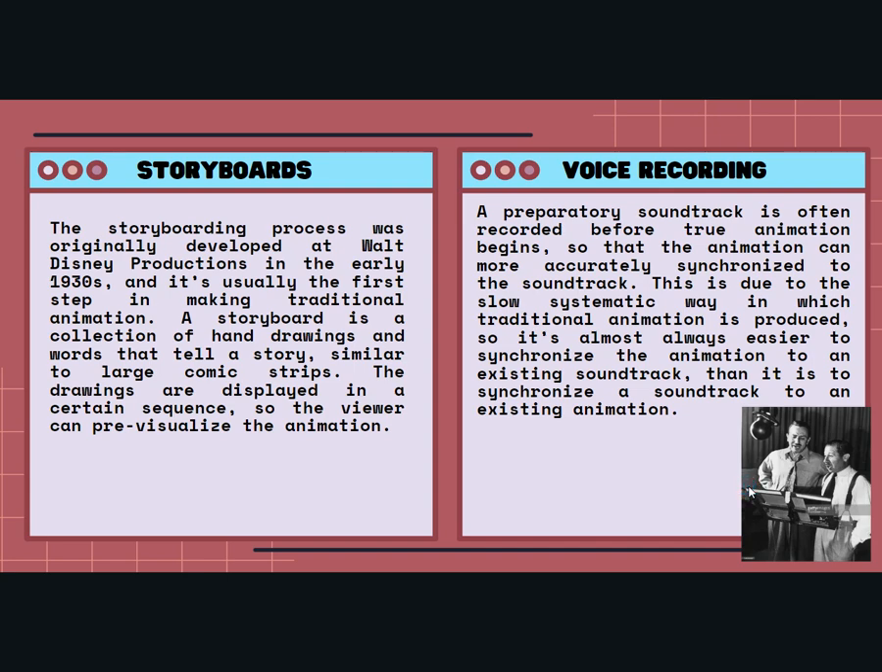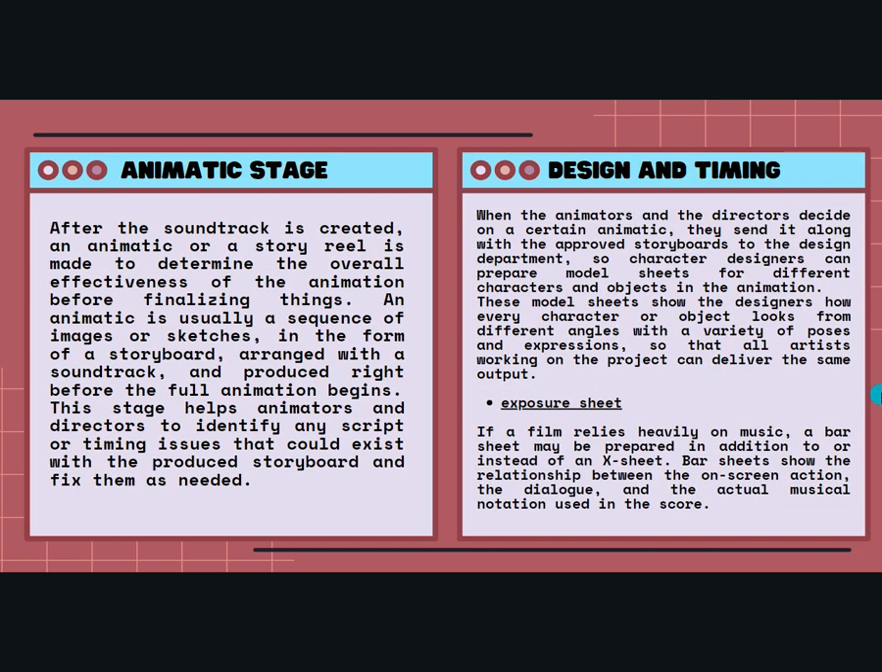Then we have here the next one, the animatic stage. After the soundtrack is created, an animatic or story reel is made to determine the overall effectiveness of the animation before finalizing things. An animatic is usually a sequence of images or sketches in the form of a storyboard arranged with the soundtrack and produced right before the full animation begins.